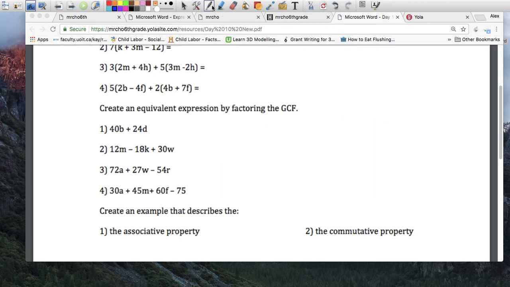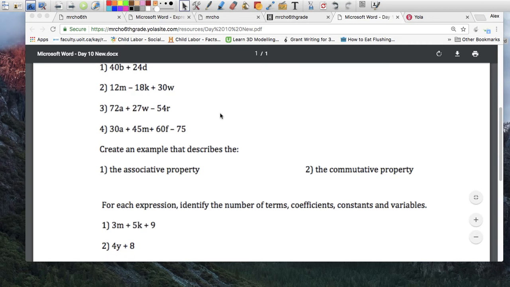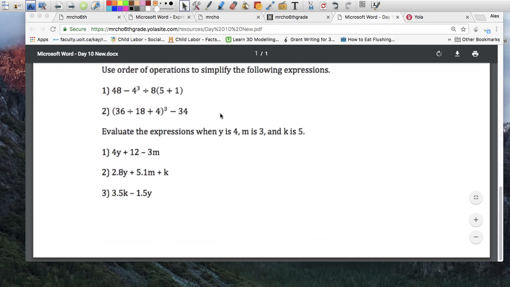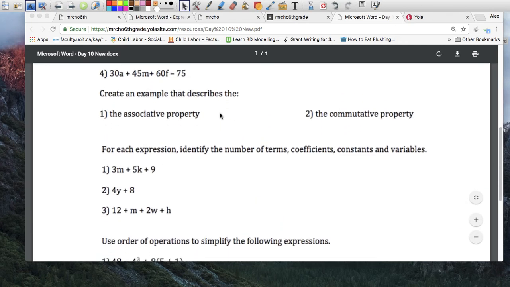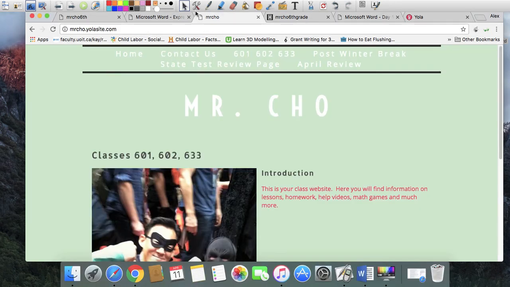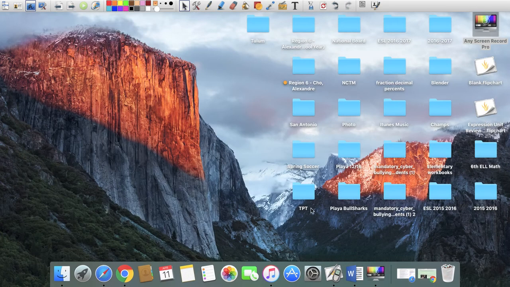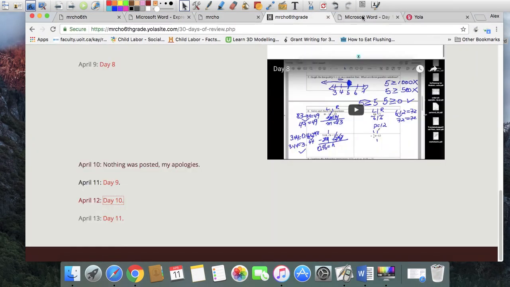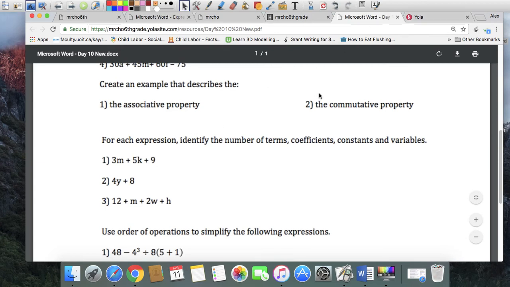Let's see the last 2 questions. Give an example that describes... Oh, there's more. Quite a bit more. Give an example that describes the associative property. We can. Uh-oh, where'd it go? Uh-oh. No. Here we go. No. Yes. Yes.